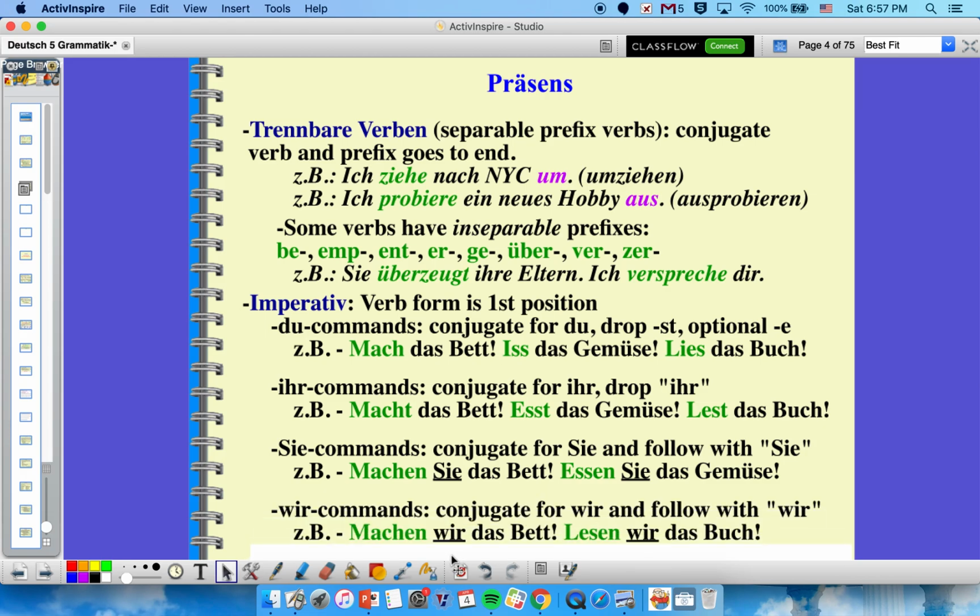This also happens in the wir commands. Now, that might sound funny to you, like a we command, but when you're saying, like, let's do something, that's a we command. So you'll conjugate it for wir, and you'll actually put the word wir in there. You'll put the subject in. So you could say, machen wir das Bett, lesen wir das Buch.